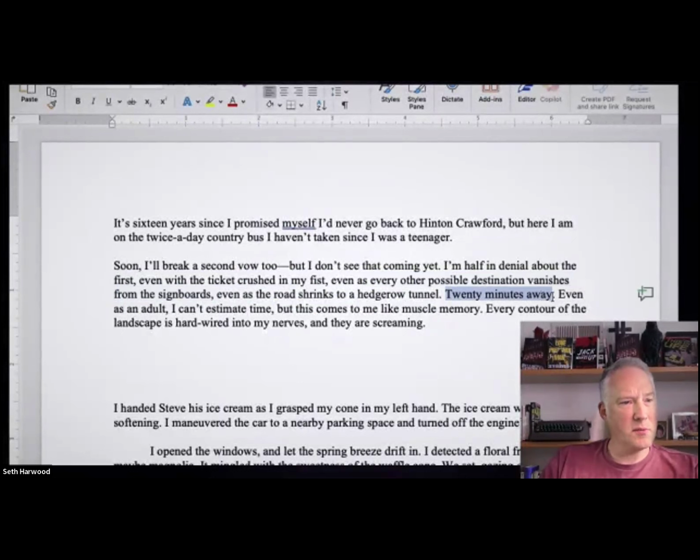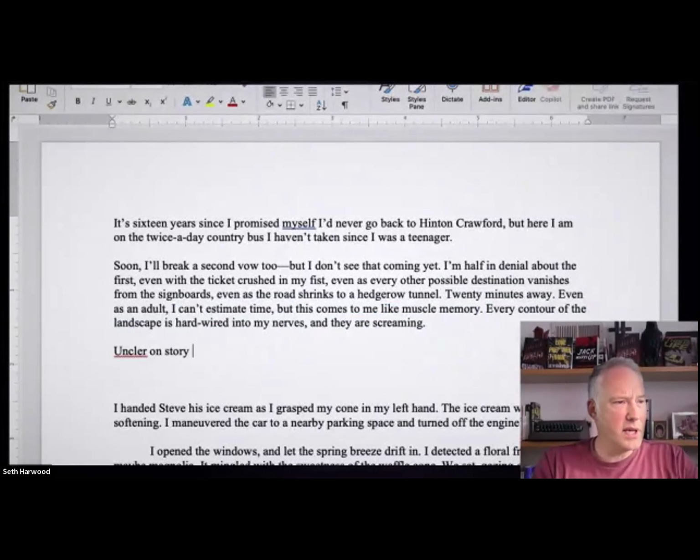And then, "20 minutes away, I can't estimate time, but this comes to me like muscle memory. Every contour of the landscape is hardwired into my nerves and they are screaming." The nerves are screaming. Maybe that's like a similar text time to story time, but I don't know how long the nerves are screaming for. So here I would say I'm unclear on story time or text time, but this feels a lot like summary.